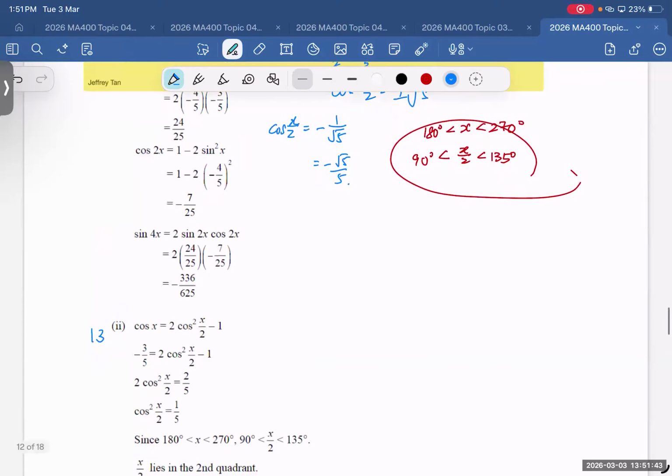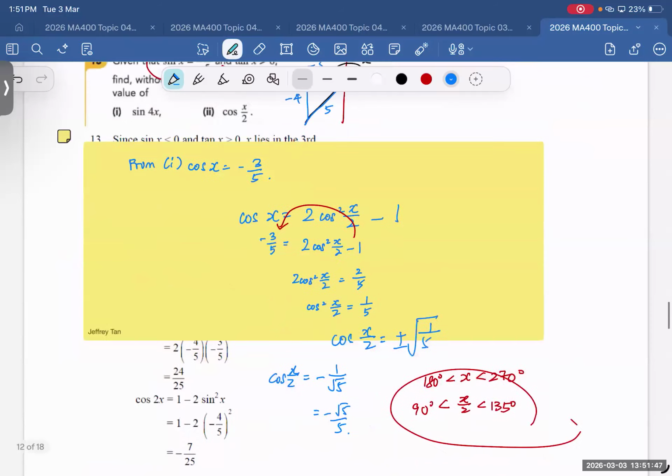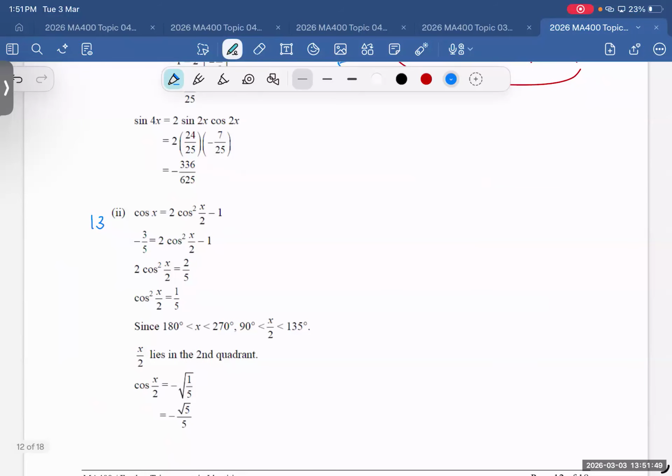What's the point of finding cosine? Because I have to find cosine x over 2, right? So therefore, when I reach here, for this one, if I square root, it can be plus or minus. So I'm going to get the negative one answer.